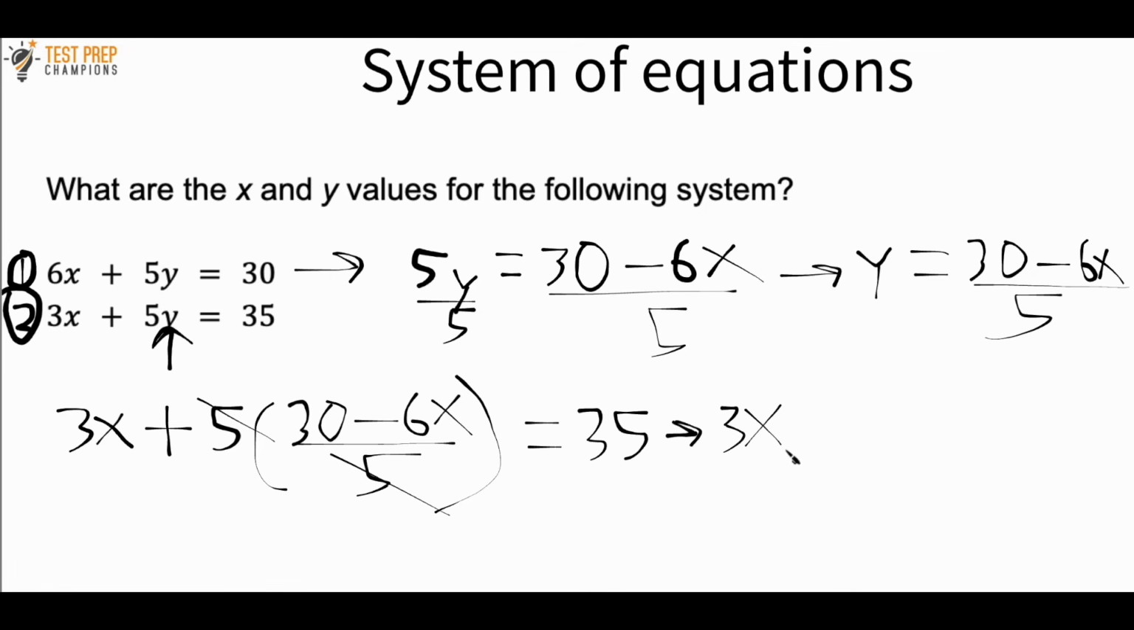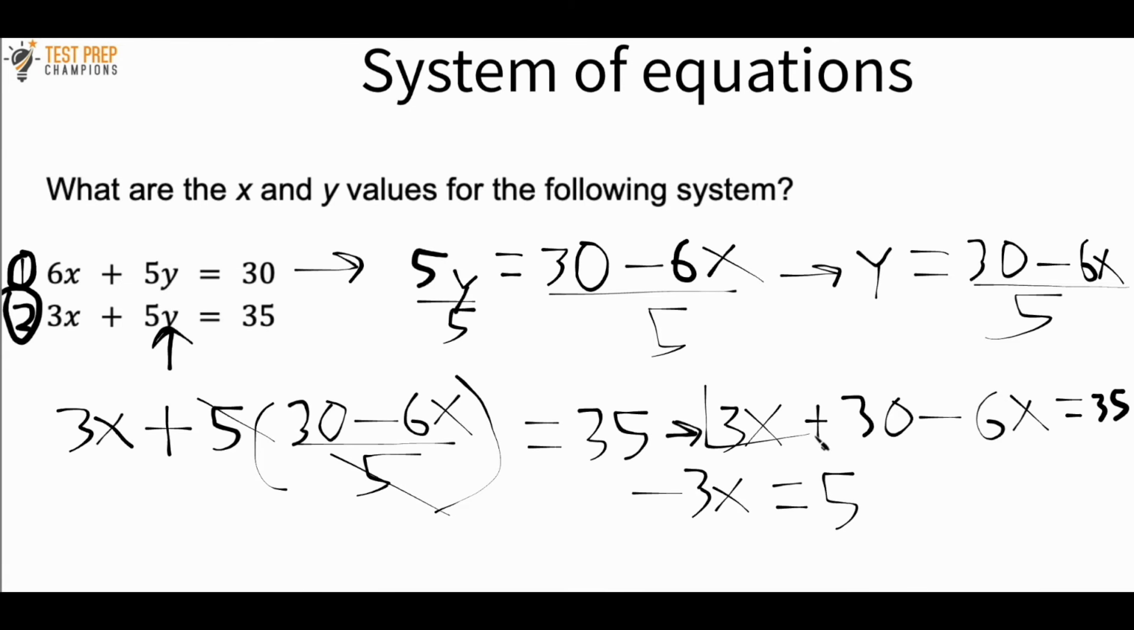So I'll now have 3x plus 30 minus 6x equals 35. And the name of the game now is to get x by itself. So what is 3x minus 6x? 3x minus 6x is negative 3x. And what is 30 minus 35? 30 minus 35 is positive 5.